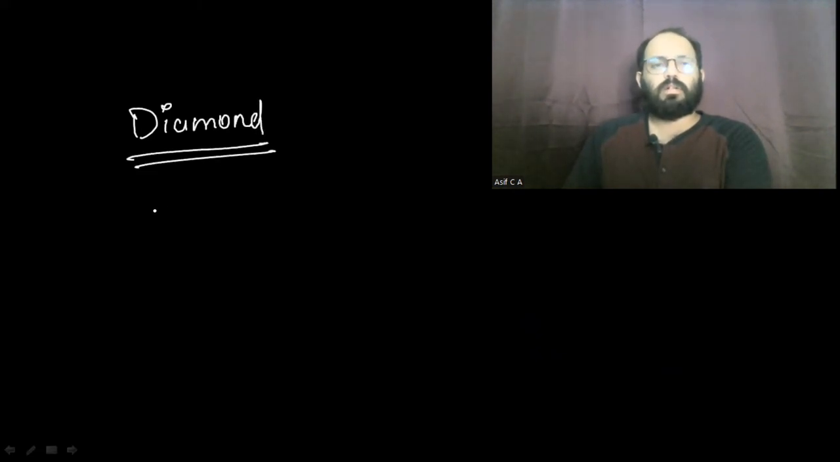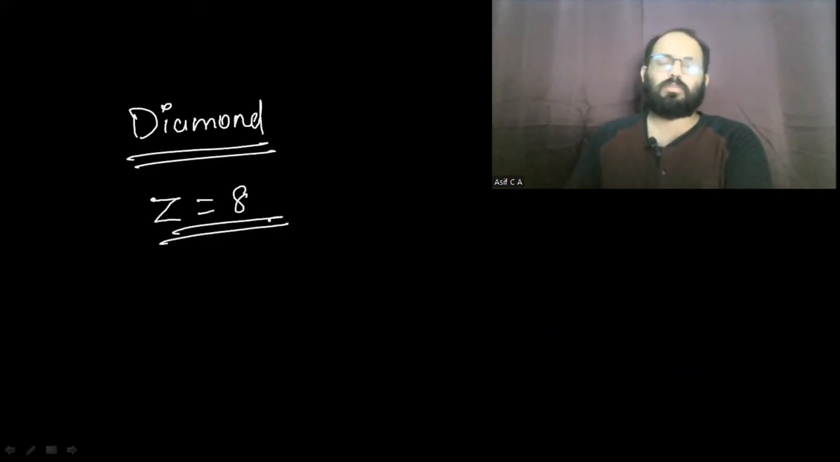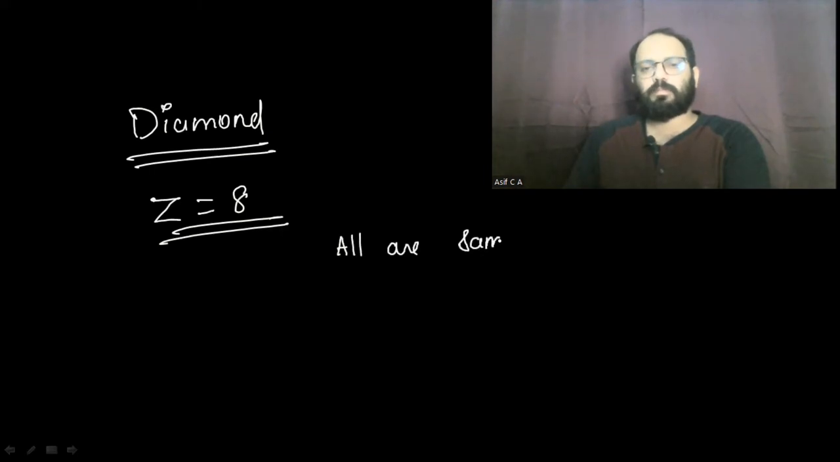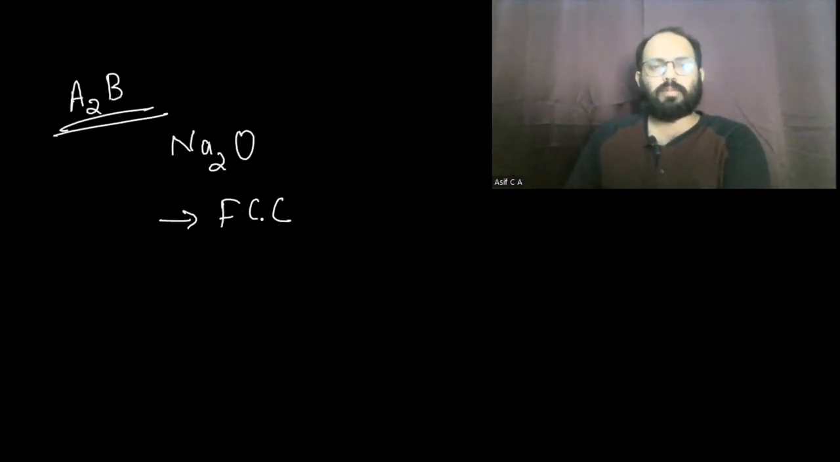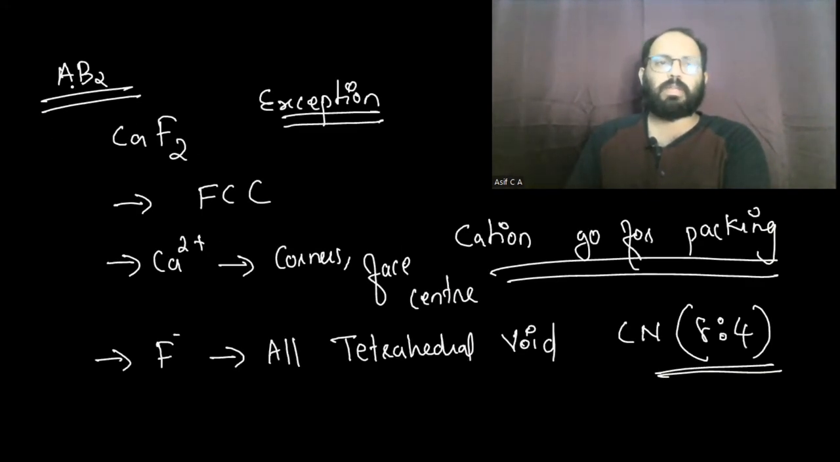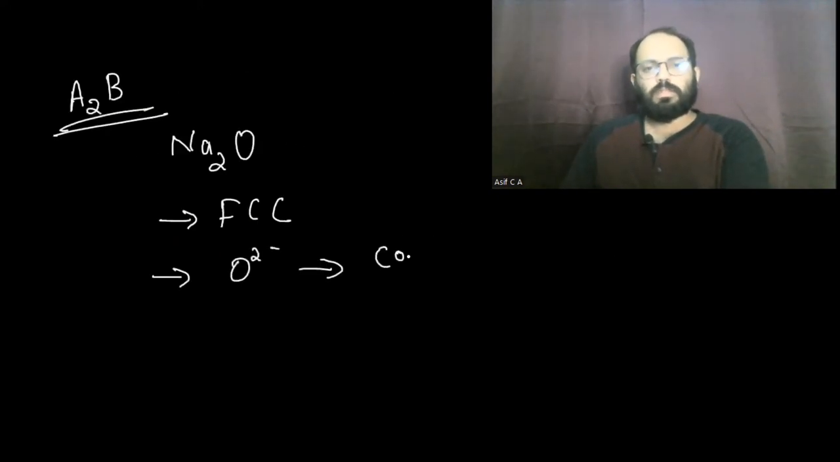In the diamond case, the number of atoms is 8, because it has a structure like zinc sulfide. The only difference is that all are the same atom, only carbon atoms. The carbon atoms form FCC, at the face centers and corners, and then in alternate tetrahedral voids. Now A2B, Na2O forms FCC, where O2 minus goes for packing, because the difference happens here, an exception, at the corners and face centers.